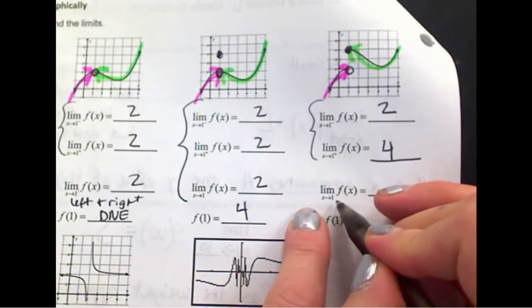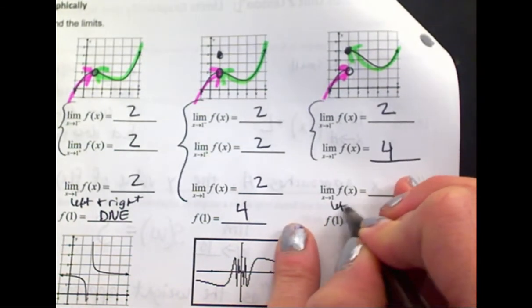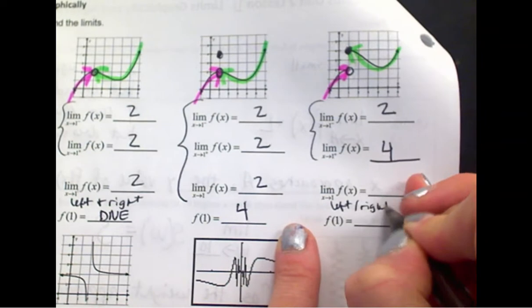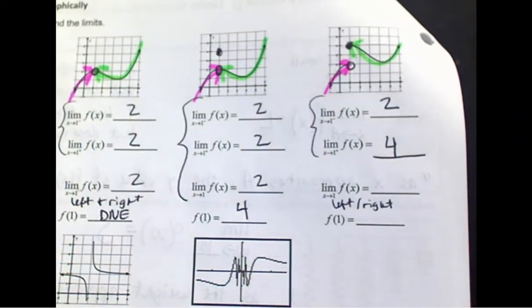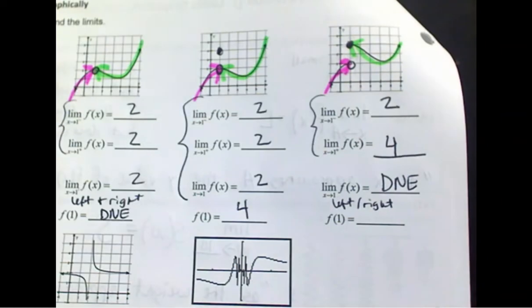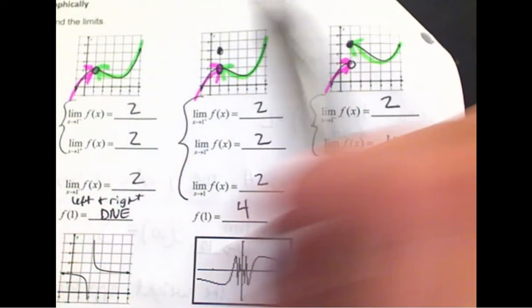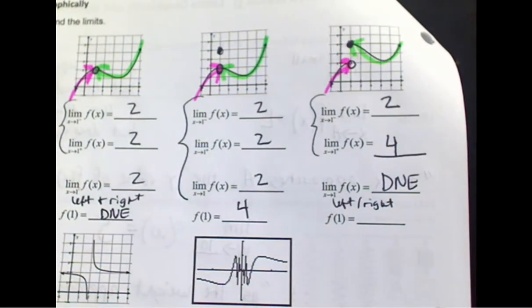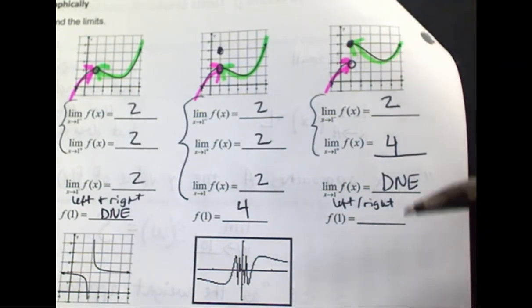So when I see no superscript, that means left and right. Is 2 equal to 4? No, that means doesn't exist. If they don't point in the same place, it does not exist. Right? All of the rest of these, the arrows met in the middle. That's why that third limit statement worked. This one doesn't work because they don't point in the same place.